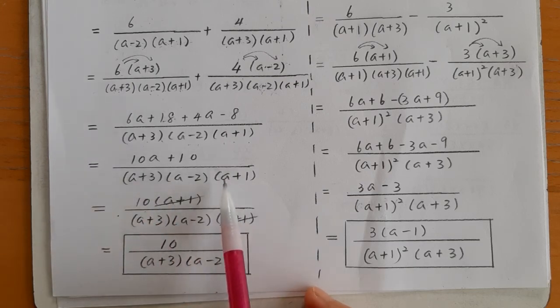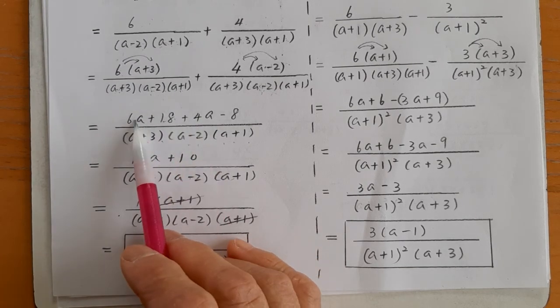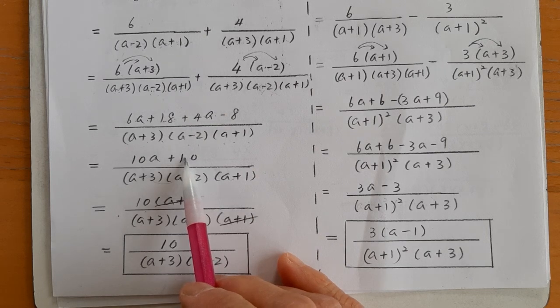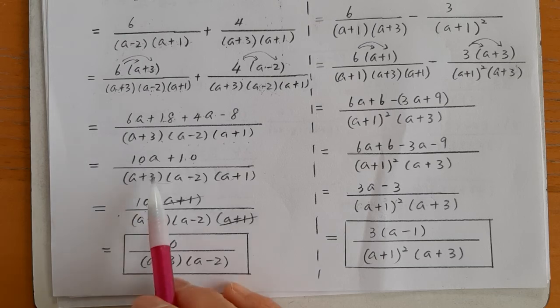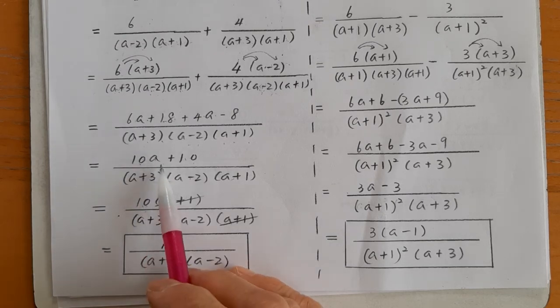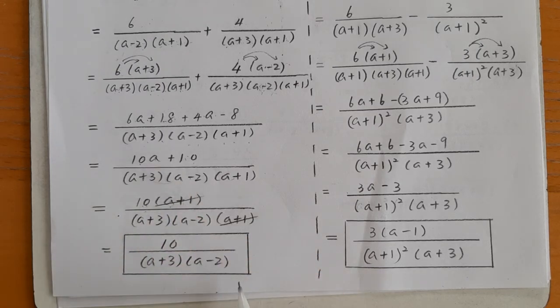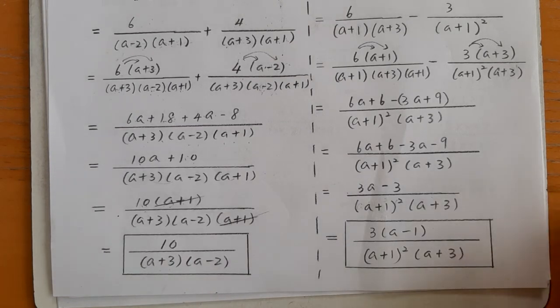Then denominator, 3 factors. Numerator, combine like terms. 6a add 4a is 10a. 18 minus 8 is 10. 10a and 10 have a common factor, 10, factor out. 10a divided by 10 gets a, and 10 divided by 10 gets 1, and plus, still plus. And cancel the common factor, a plus 1. And so the numerator is 10, the denominator is a plus 3 times a minus 2. So for this, you need to find the LCD.